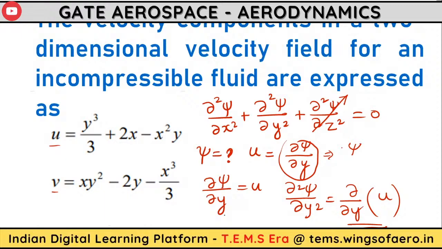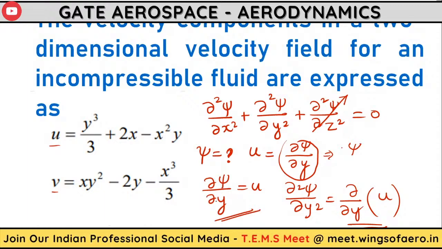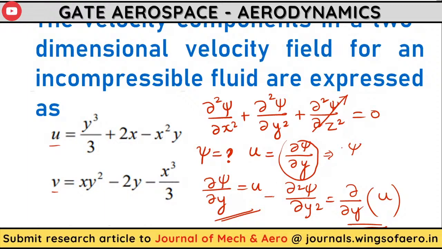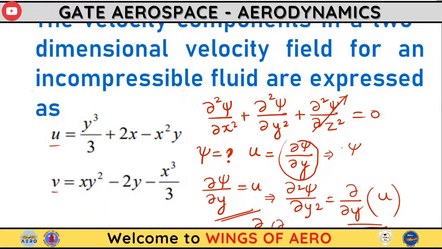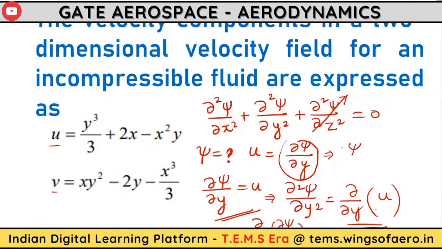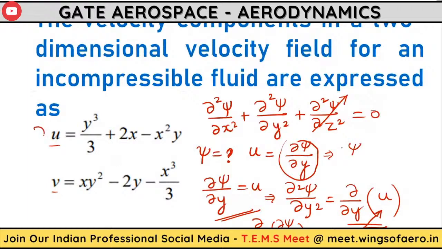Because if we have dou psi by dou y equals u, then our main motto is to find dou square psi by dou y square. That means dou by dou y of dou psi by dou y. And what is dou psi by dou y? It is u. Now again you have to differentiate this one with respect to y.